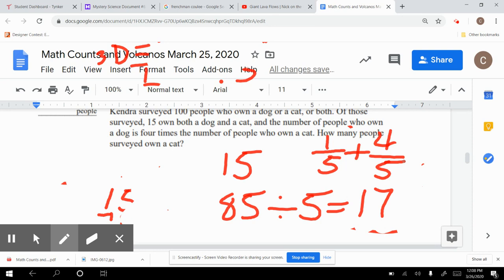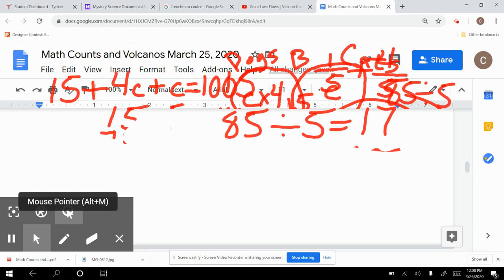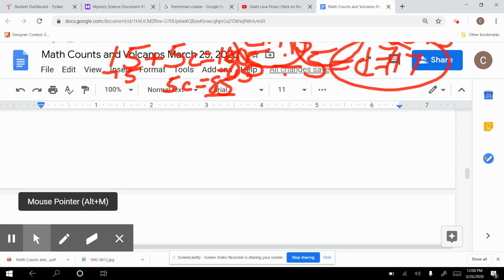I'm going to see if this makes a mess again. I guess it goes up when I scroll up.